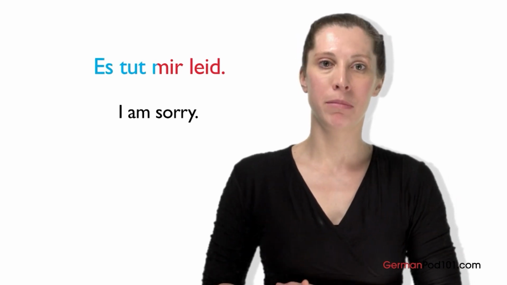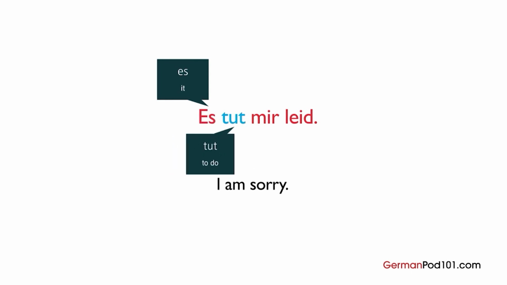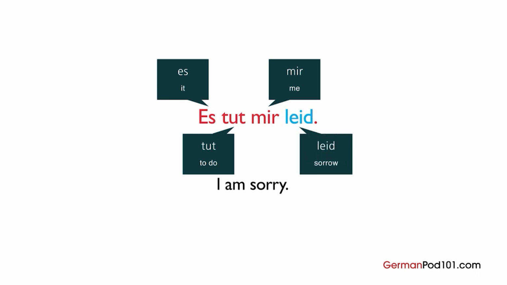Es tut mir leid. First, we have es or it. Next, we have the German word for to do, conjugated for the pronoun es, tut. The word mir is German for me. Finally, we have leid, literally meaning sorrow. Es tut mir leid.